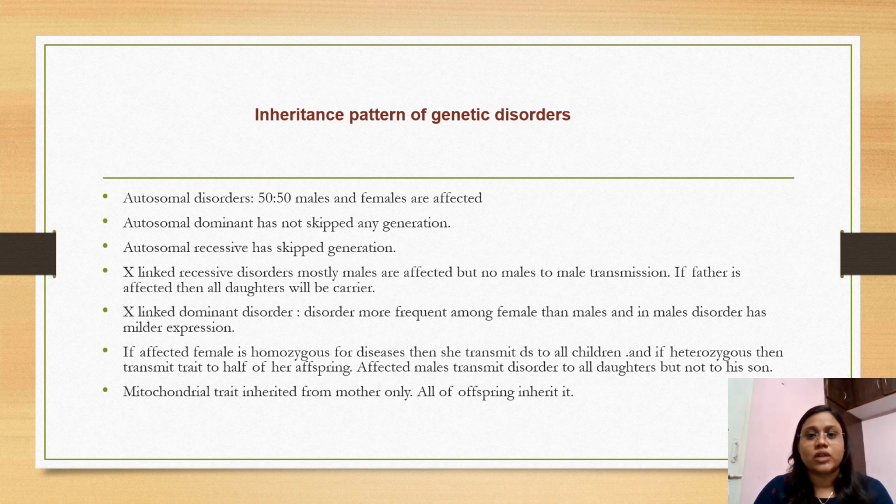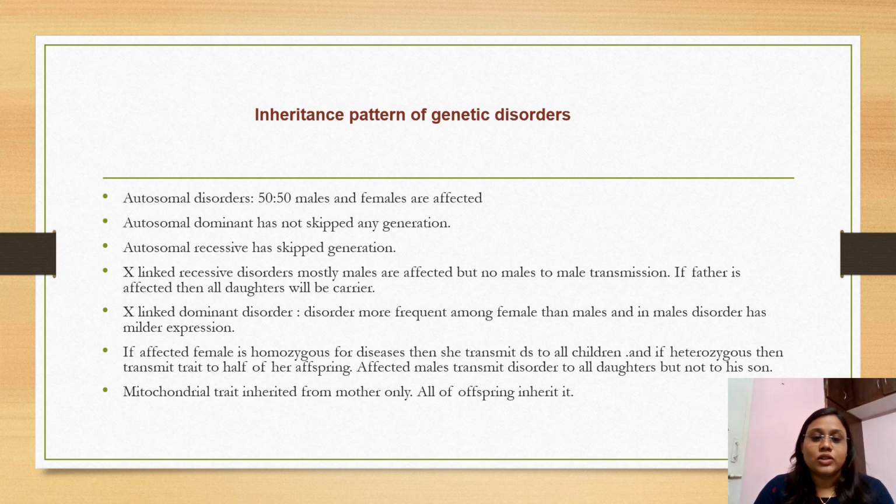Now coming on to X-linked recessive disorder. In X-linked recessive disorder, females are mostly carriers of the disease, because to express the disease it requires a homozygous state. So males are generally affected and females are generally carriers, and there is no male to male transmission of disease. If the father is affected, then all daughters will be carriers and all sons will be unaffected.